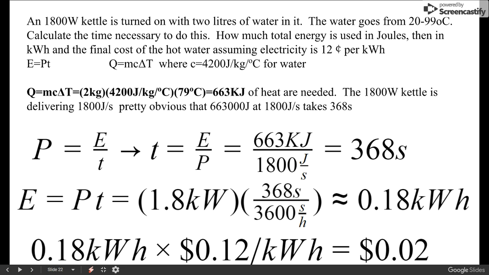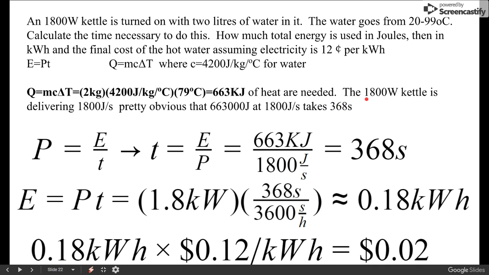You turn on an 1,800 watt kettle. So the total amount of energy you need to bring the 2 liters of water to a boil is 663 kilojoules. 2 liters is like several coffee pots full. It's more than any family needs in the morning.